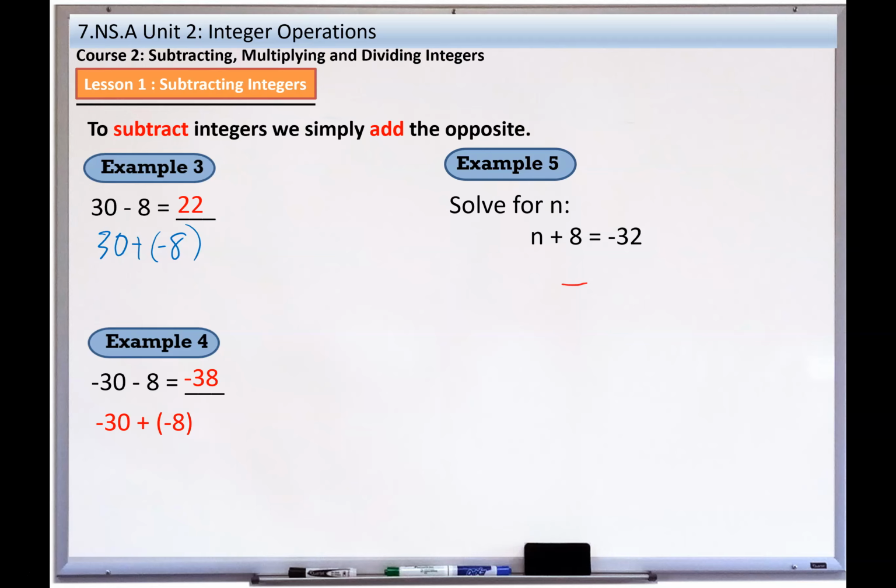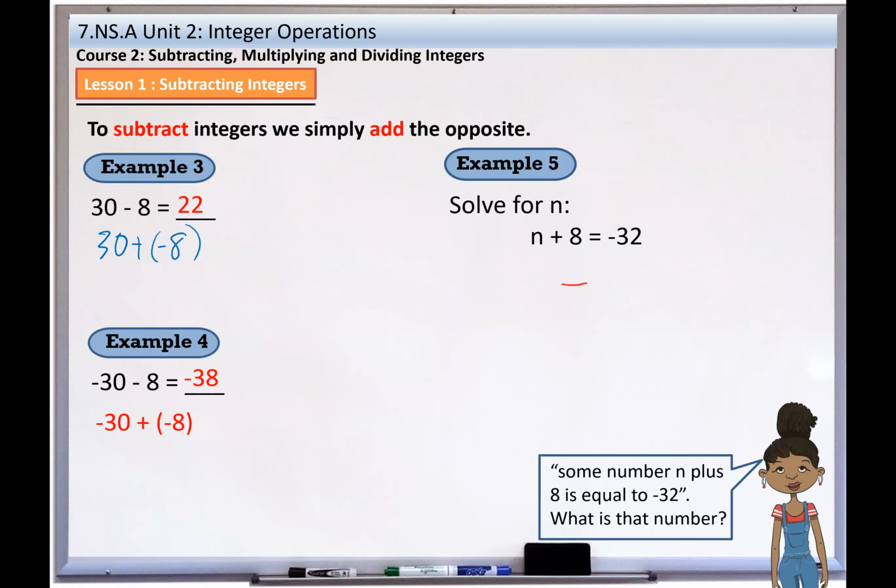All right, now how can we use that to solve equations? We have n plus 8 equals negative 32. Well, if you remember, we're going to have to subtract 8 from both sides. Well, we have a plus 8 and a minus 8, so this cancels out. So we're left with negative 32 minus 8. We're going to add the opposite and get negative 40. So n equals negative 40.